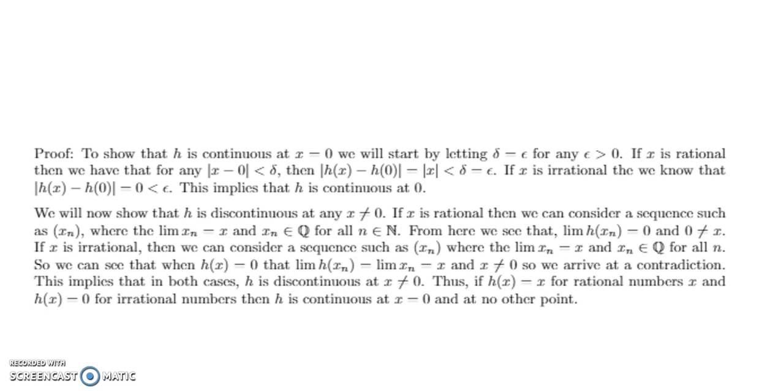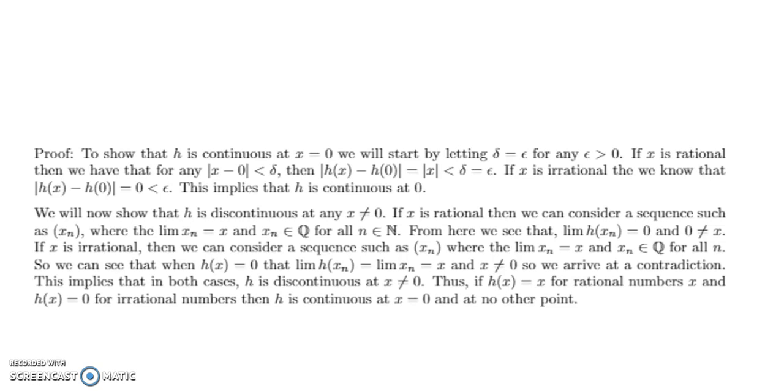If x is rational, then for any x with absolute value of x minus 0 less than delta, we have that the absolute value of h of x minus h of 0 equals absolute value of x, which is less than delta, which equals epsilon. If x is irrational, then we know that the absolute value of h of x minus h of 0 equals 0, which is less than epsilon. This implies that h is continuous at 0. We will now show that h is discontinuous at any x that is not equal to 0.